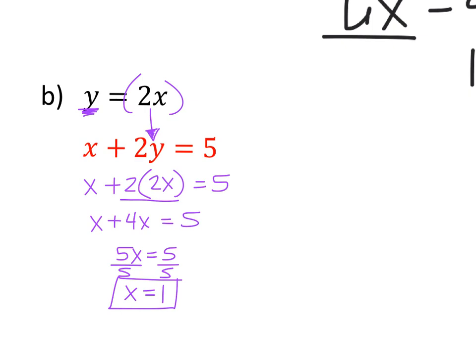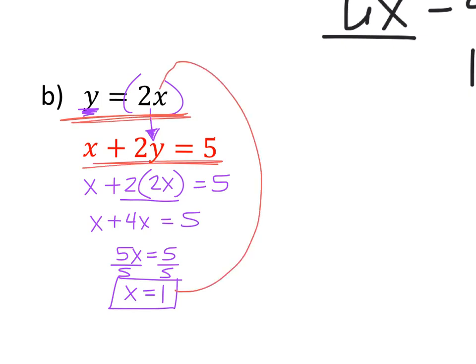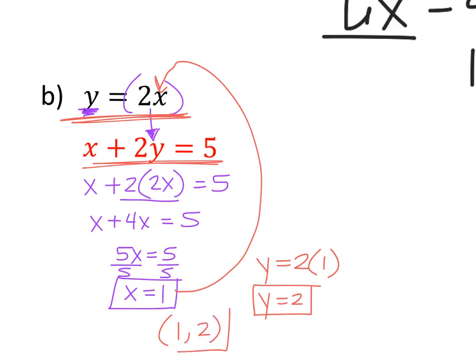Now you're going to go back up to your two starting equations and pick one to plug it into. You can plug it in here, or you can plug it in here. That top one is way easier if you just plug it in there. So it would be y equals 2 times 1. So our y value is 2, which means your answer is the point 1, 2. That's your answer.